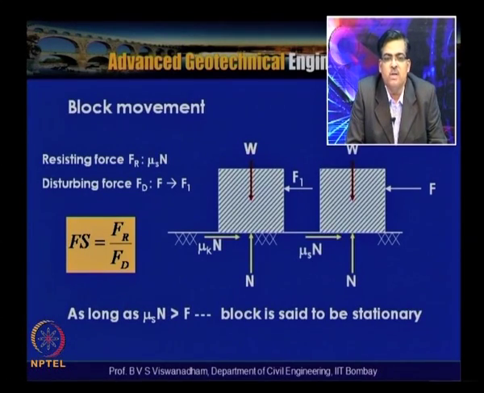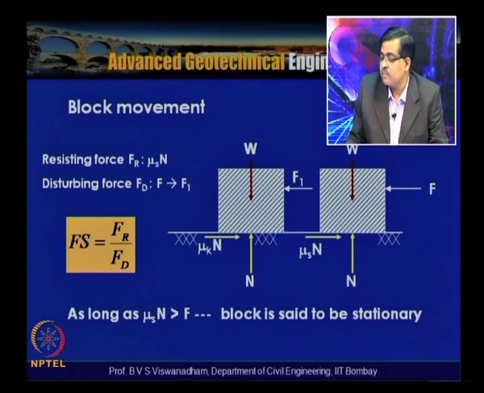That means the factor of safety here is nothing but the resisting force divided by the driving force. The resisting force is indicated as Fr, and the driving force is indicated by F suffix d. So, as long as mu s N is greater than F, the block is said to be stationary. Otherwise, the block is unstable and in the process of movement.